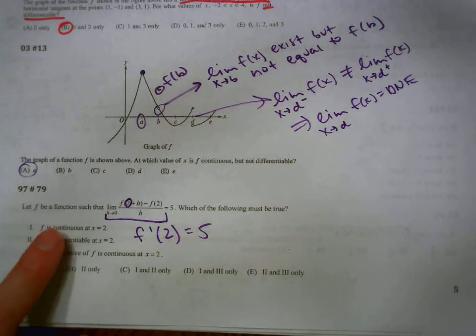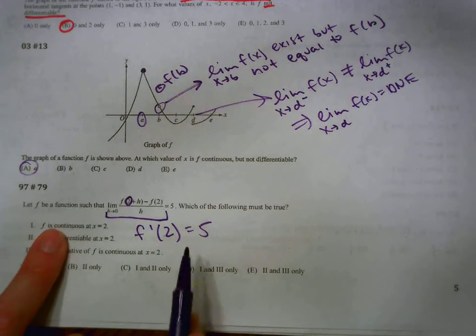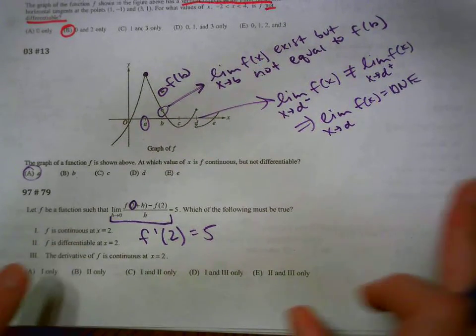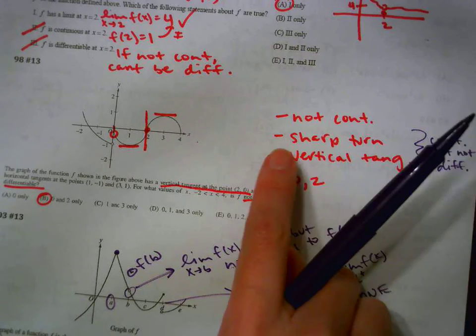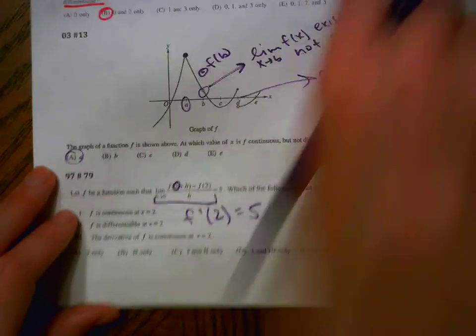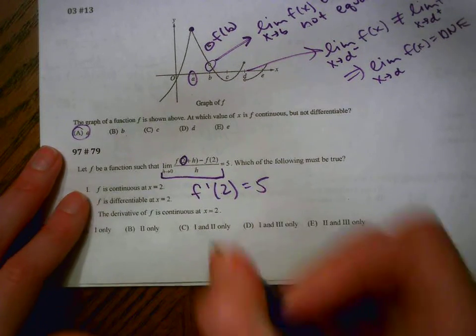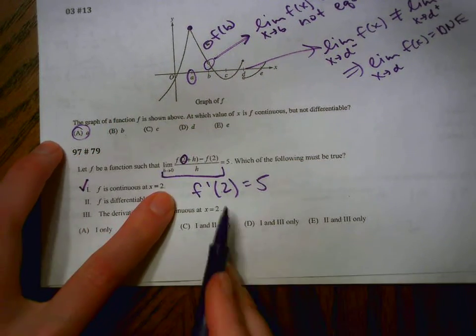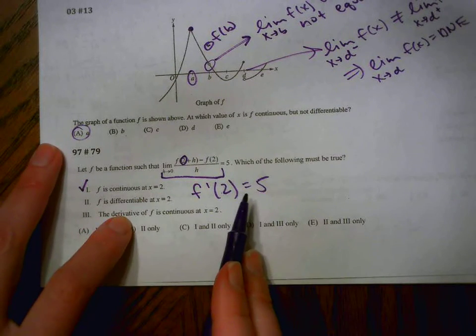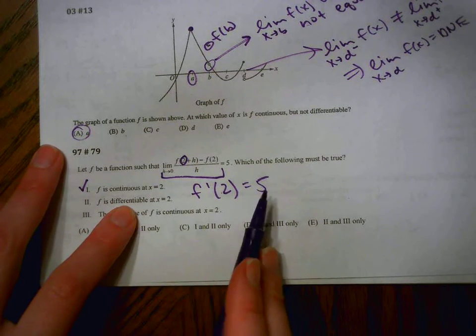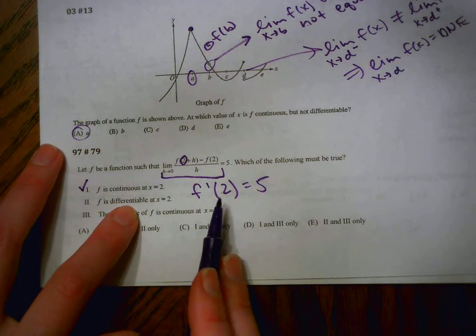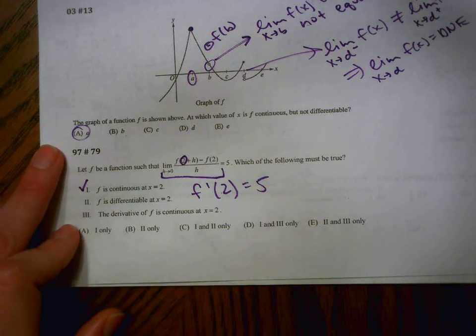So what must be true? If the derivative at 2 equals 5, is it continuous? Well, if the derivative exists, you can't have a derivative if it's not continuous. So if the derivative is a number, that means it's differentiable. So it has to be continuous at 2 or you couldn't have a derivative. And it also is differentiable because the derivative is a number. Differentiable just means the derivative exists.